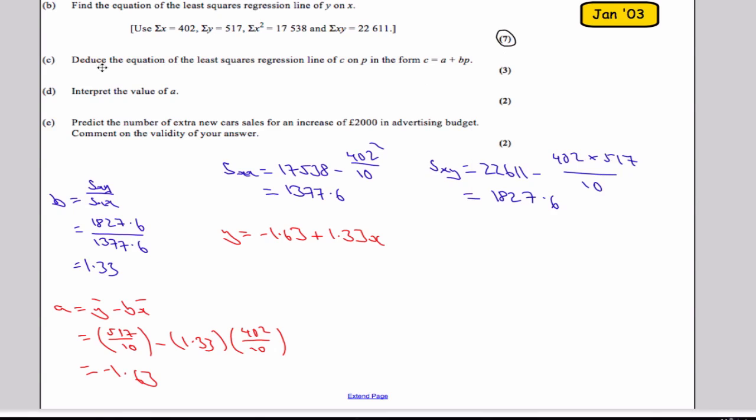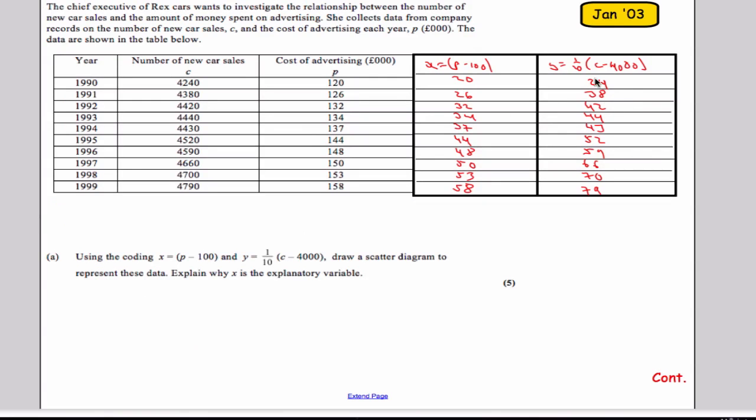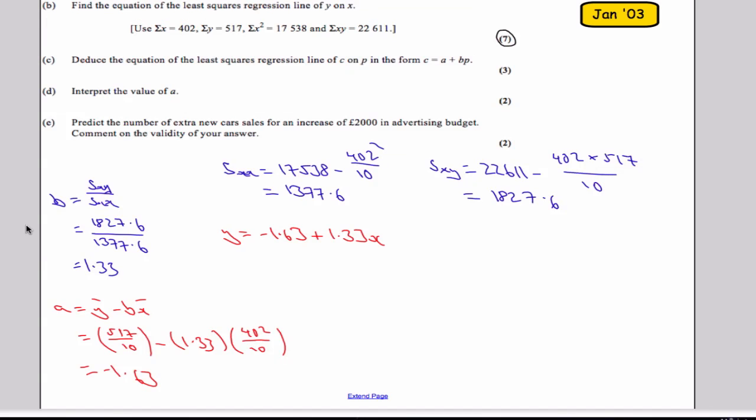Alright, the next part says deduce the equation of the least squared regression line of C on P in the form C equals A plus BP. Now we have to remember that Y was equal to 1 over 10 times C minus 4,000. Let's write that down.